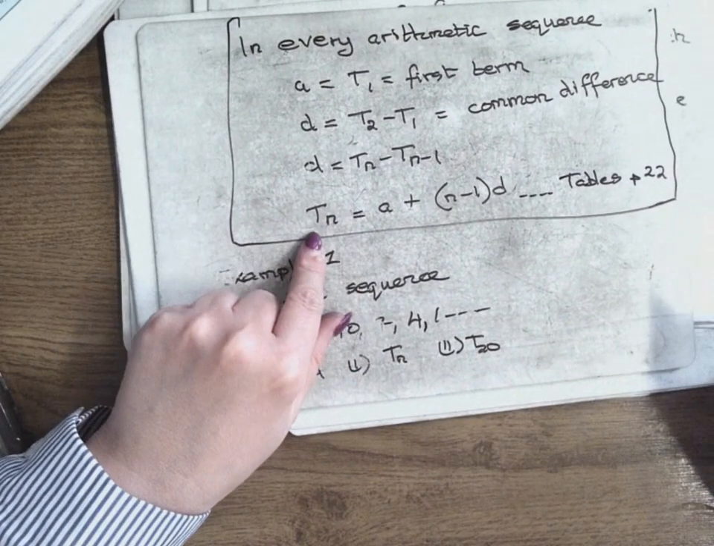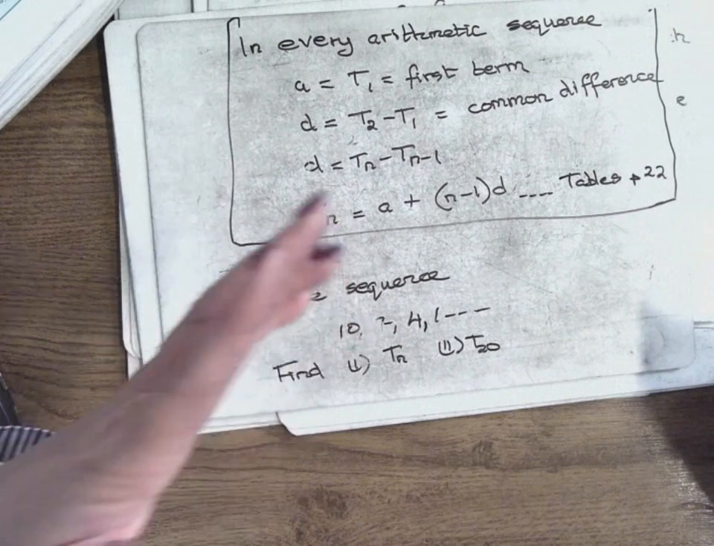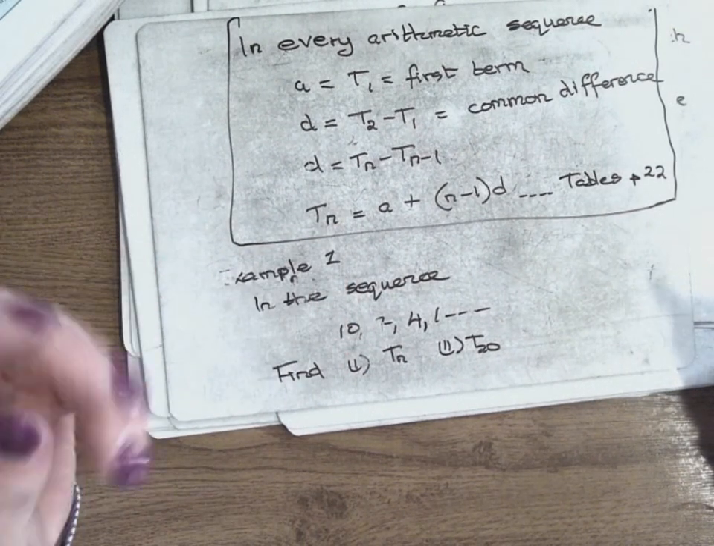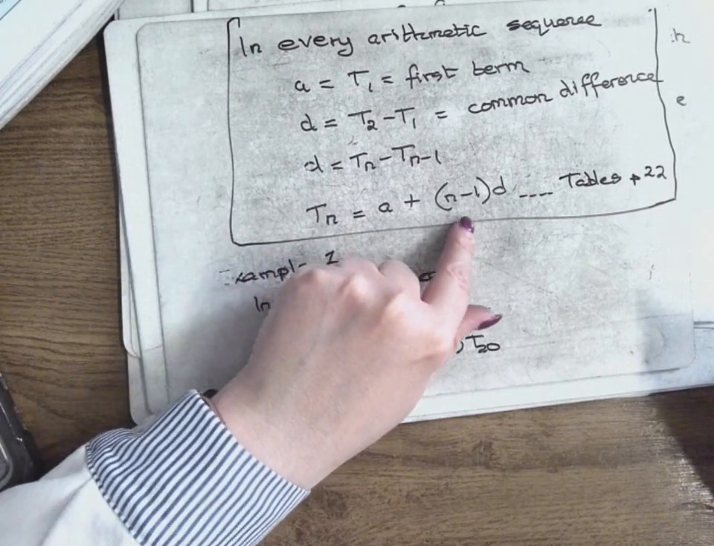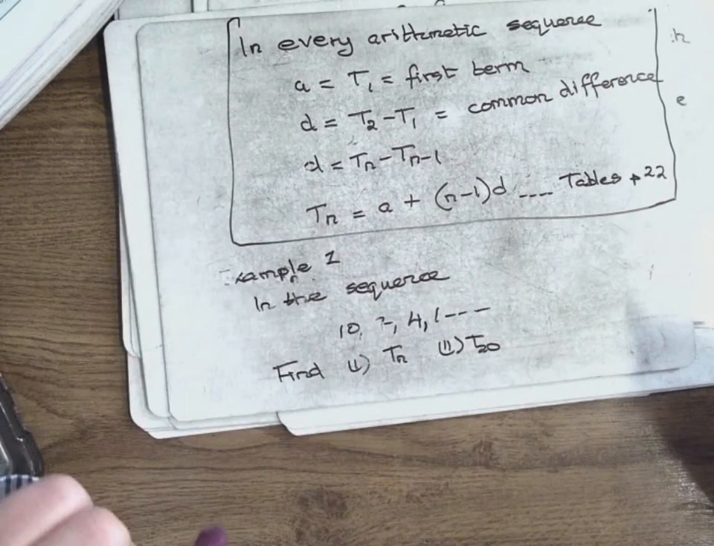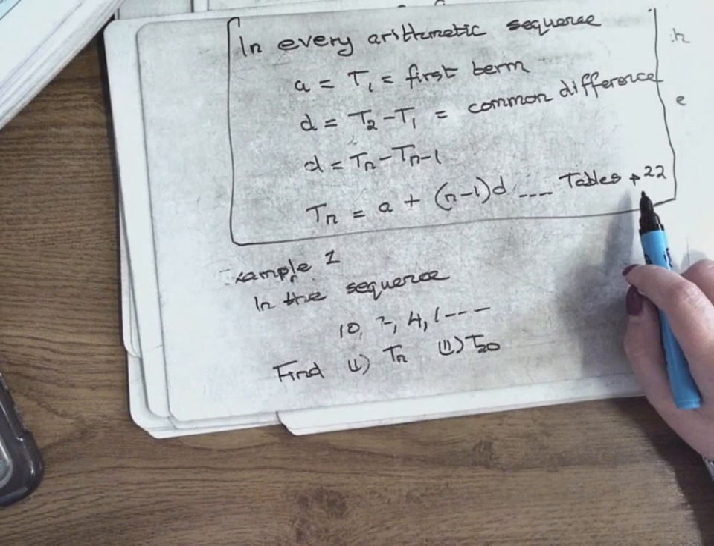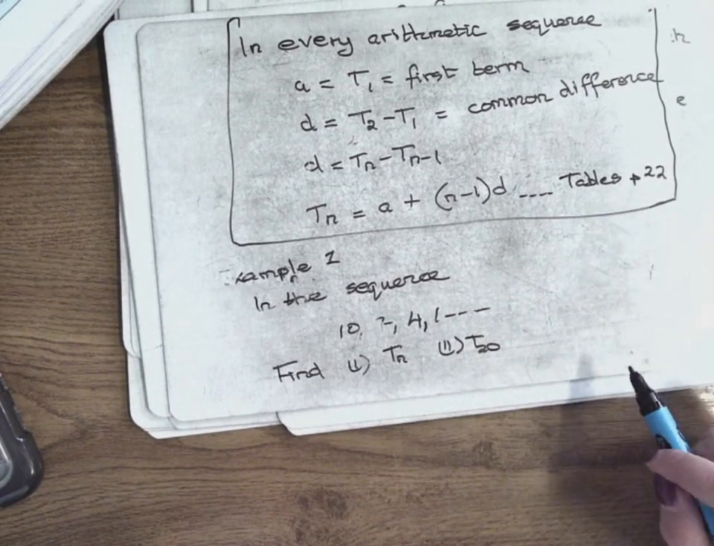And finally, there's a formula to get the Tn, the general rule, or the general term, we call it. To get the general term, it's a plus n minus 1 times d. It's a formula you fill out. It's in the log tables on page 22, okay? So you don't need to remember it.